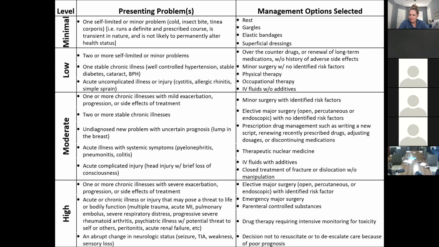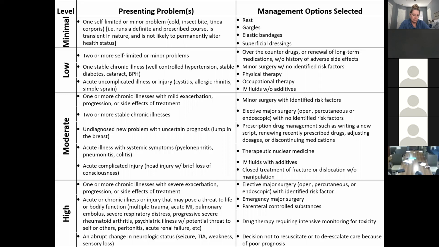Moderate presenting problems would be a chronic illness that's worsening, progressing, or the patient's complaining of new side effects from their treatment. 2 or more stable chronic illnesses, an undiagnosed new problem with further workup, an acute illness with systemic symptoms. So this is more of a CKD and pneumonia type of thing, or acute complicated injuries. The remedies here would be surgery that is scheduled, prescription drug management, such as writing a new prescription, renewing recently prescribed drugs, adjusting dosages, or discontinuing medications.